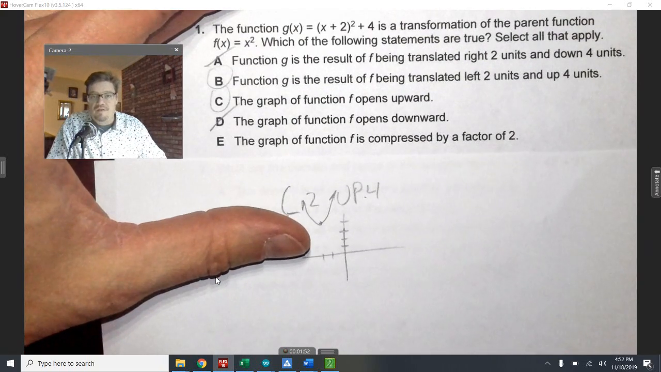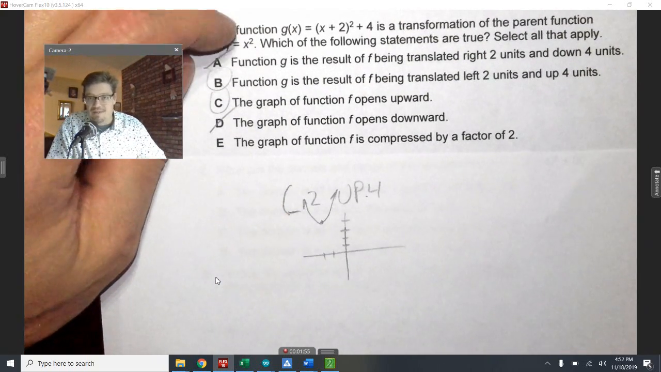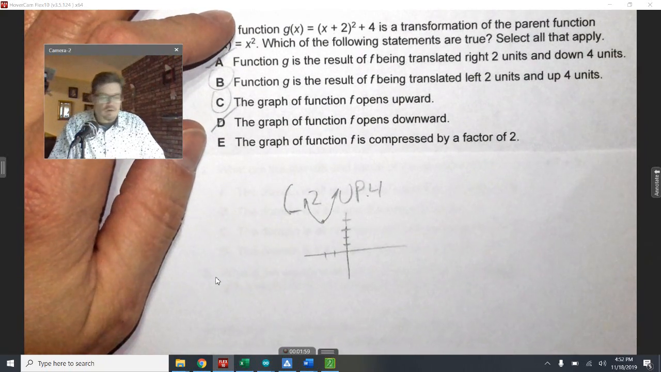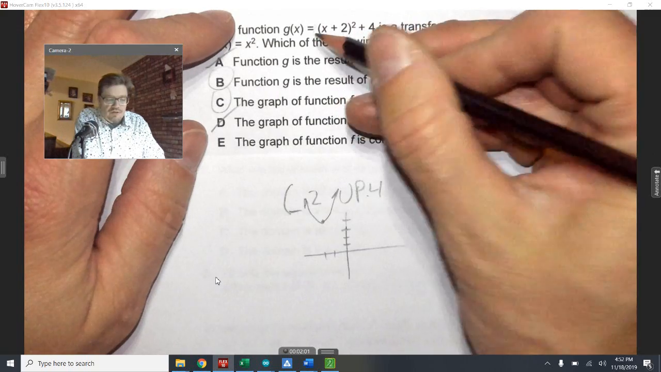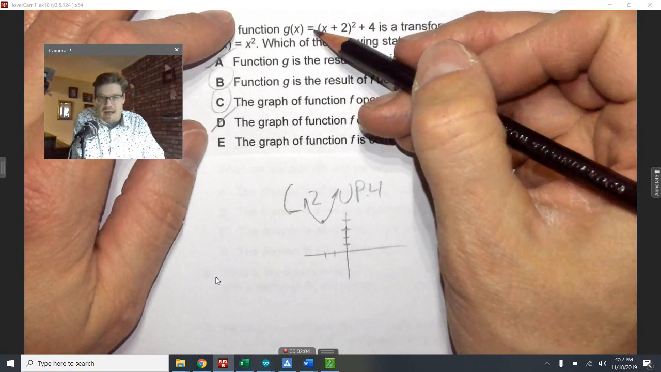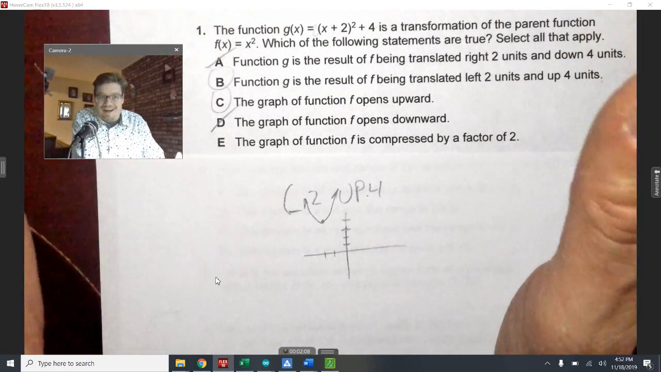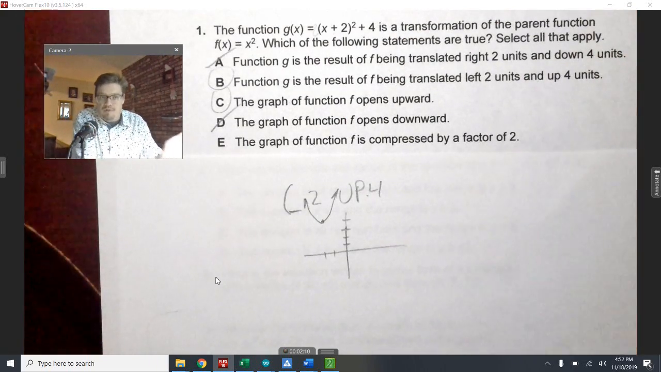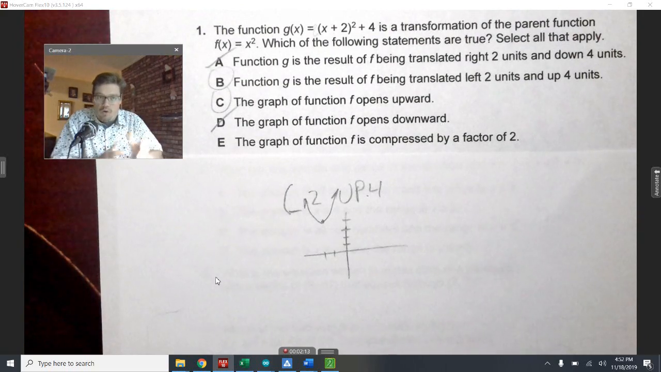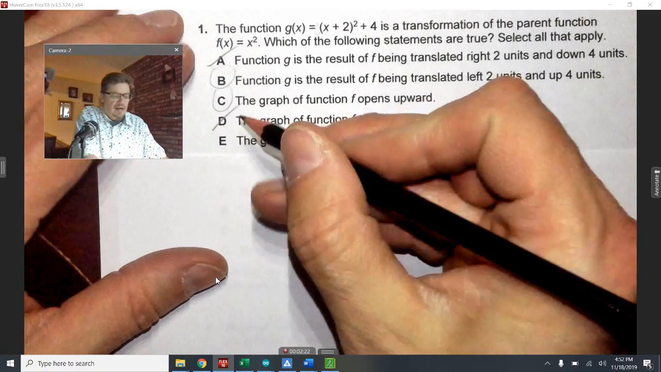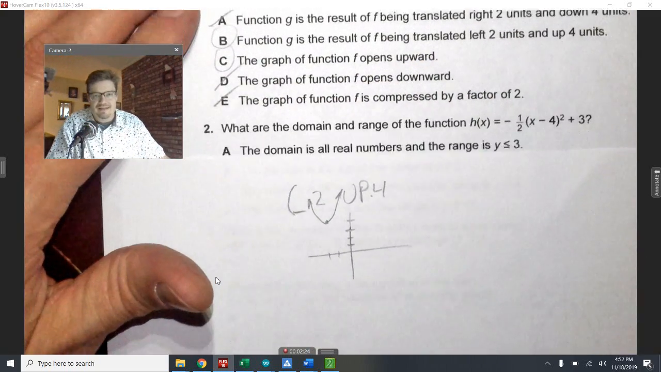The graph of the function f is compressed by a factor of 2. If it was compressed by a factor of 2, then we would have seen a 2 right there as the a. Compression, stretching, widening and tightening are all basically the same in the sense of their effects on the graph. In this case, we don't have any of that going on, so it's not E. So your final answer would be B and C.